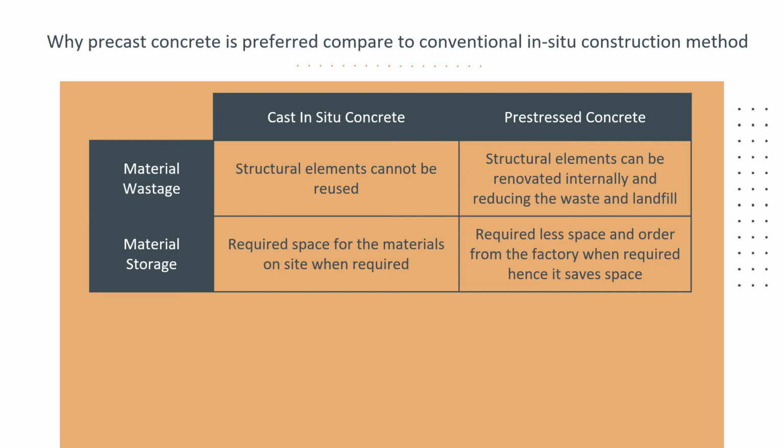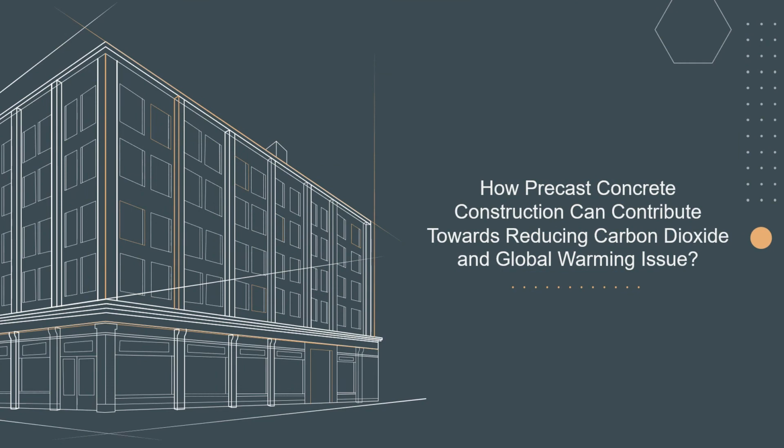Moreover, material wastage can be controlled as the pre-stressed concrete can be adjusted by renovate internally. And last but not least, it can save space and can be ordered directly from the factory when required. How precast concrete construction can contribute towards reducing carbon dioxide and global warming issue.